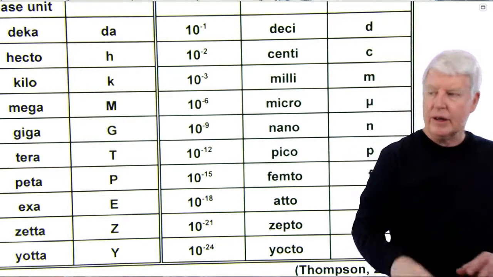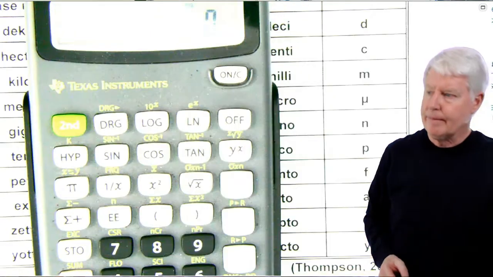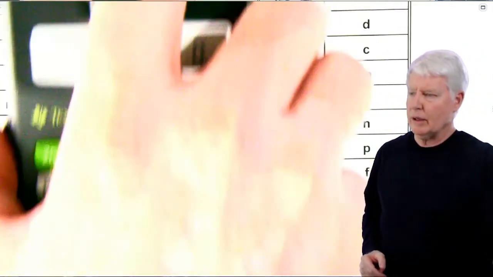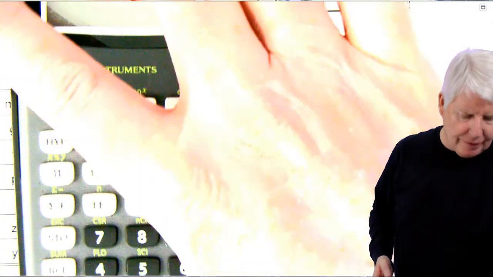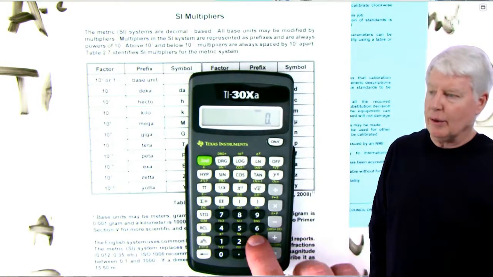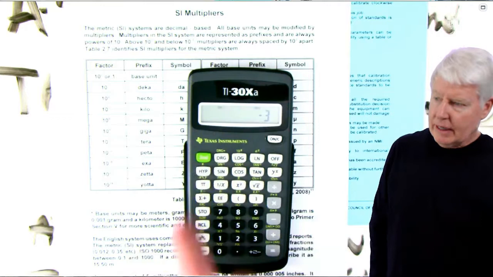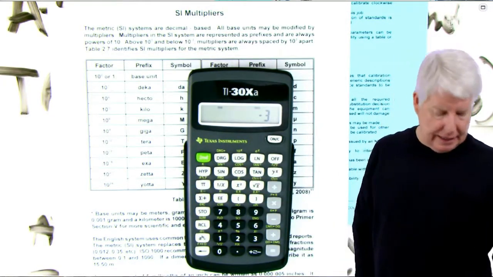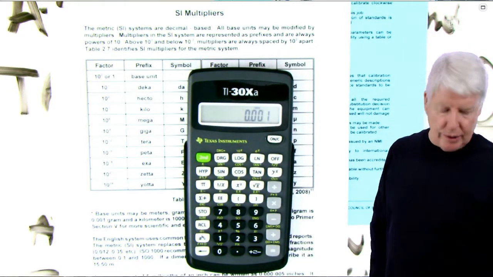So that's all we need to do, is get our calculator out. There we go. Of course, I covered up what we're looking for. But remember, milli is 10 to the negative 3. So I'm going to put that in first, 10 to the negative 3. So I'm going to go 3 negative. Then I'm going to go second function and hit that 10 to the x. You've seen that before. And that will give me 10 to the negative 3 is 0.001.